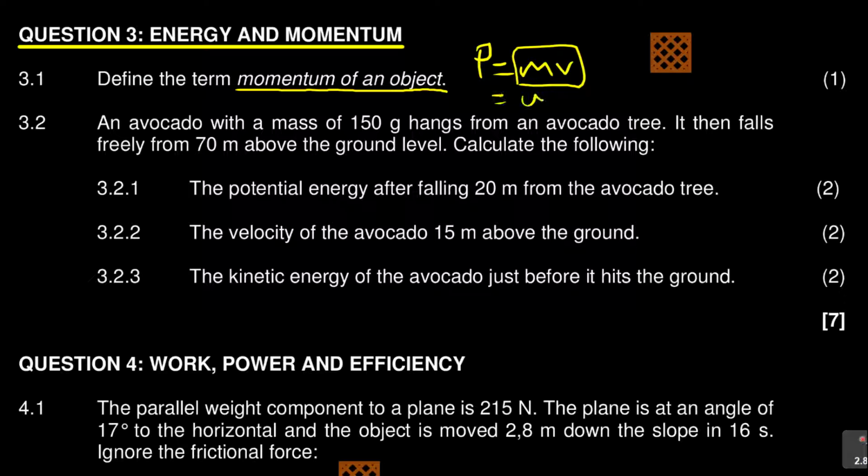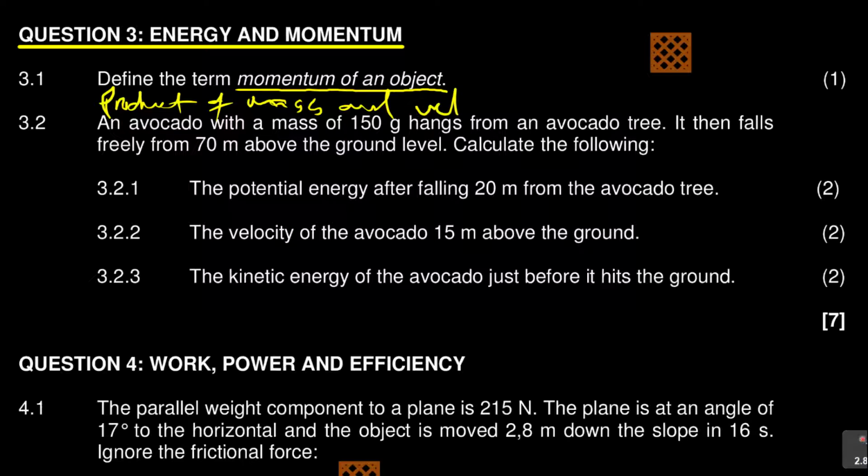So the momentum is the product of mass and velocity, because there is a dot there. If they say define the term momentum, you are saying momentum is the product of mass and velocity of an object. So that's the formula for momentum. P is equal to mass times velocity. Product means times. So momentum is the product of mass times the velocity of an object. They give you 1 mark for that.